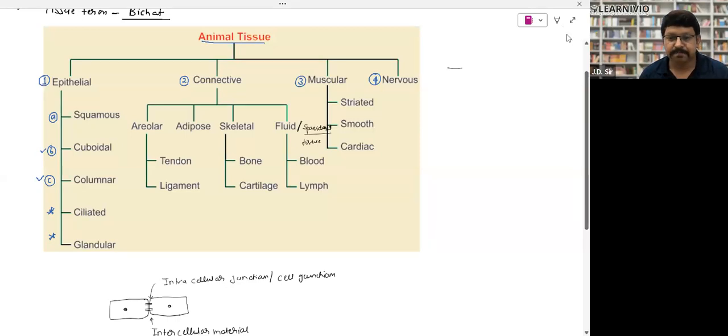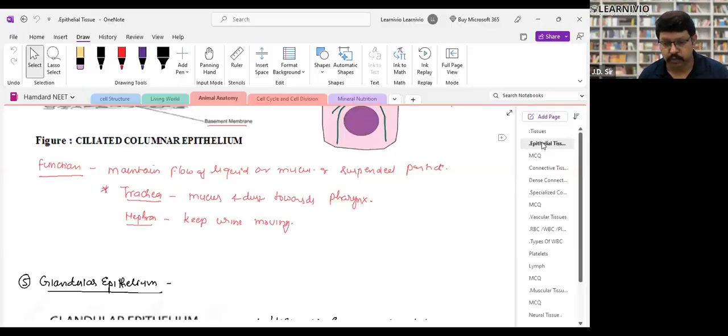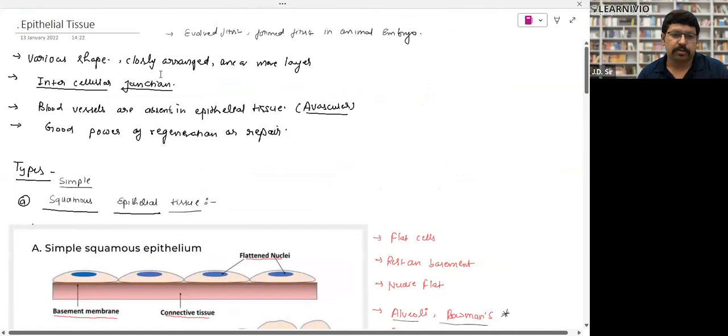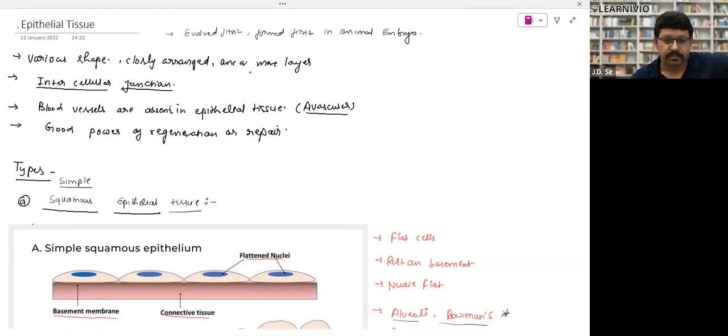Okay, great. Now come to the epithelial tissue. Epithelial tissue has various shapes, closely arranged. There is no gap between them. They may be one or more layers, right? This is important for you. They evolved first and formed first in the animal. So they are the first tissue which develops in animals. Got it?